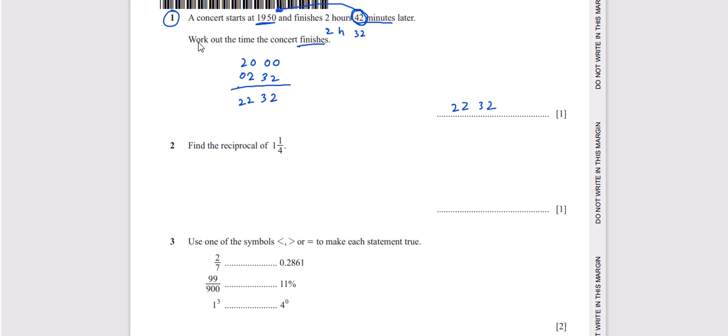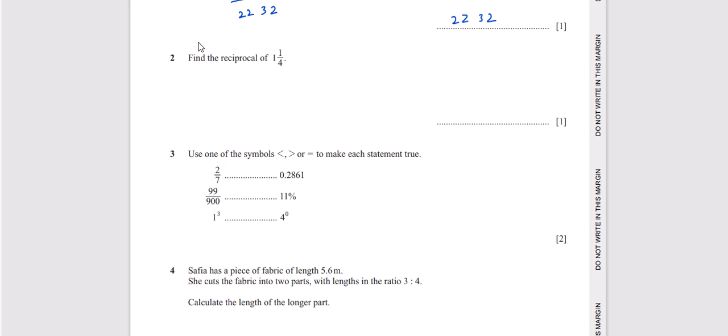Question number 2. Find the reciprocal of the mixed number 1 and 1 by 4. First of all, 4 multiplied by 1, then add the numerator. The numerator is 1 over 4. So 1 multiplied by 4, 4 plus 1, is 5 over 4. So the final answer is 5 by 4.